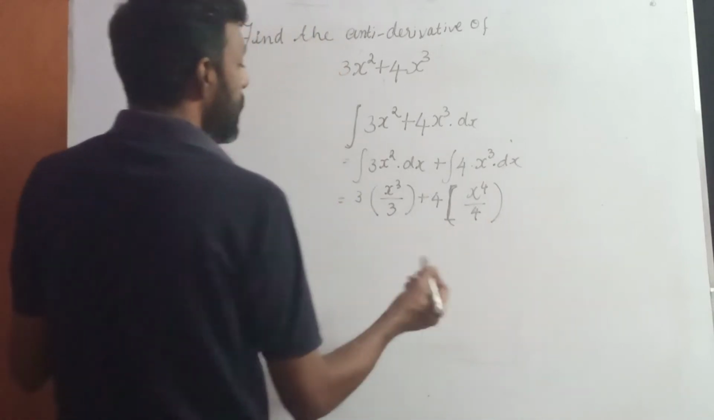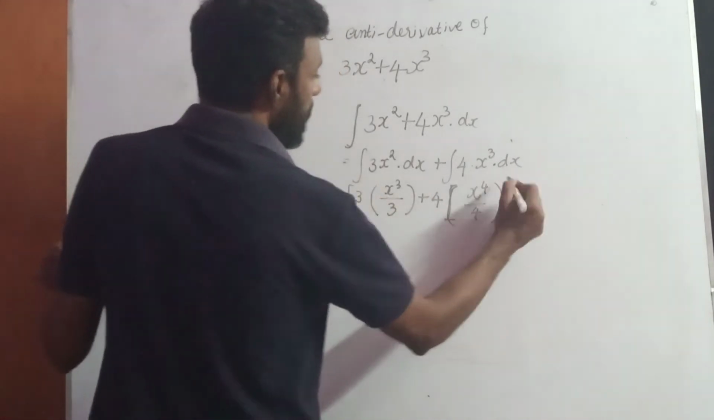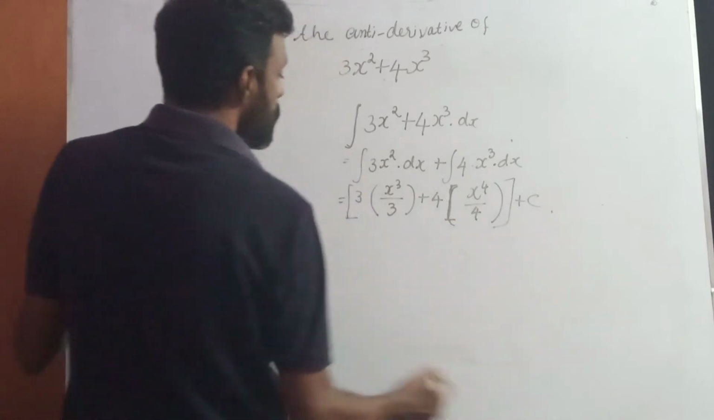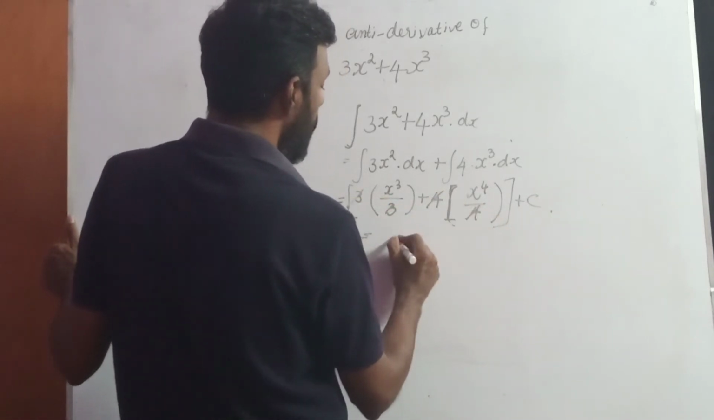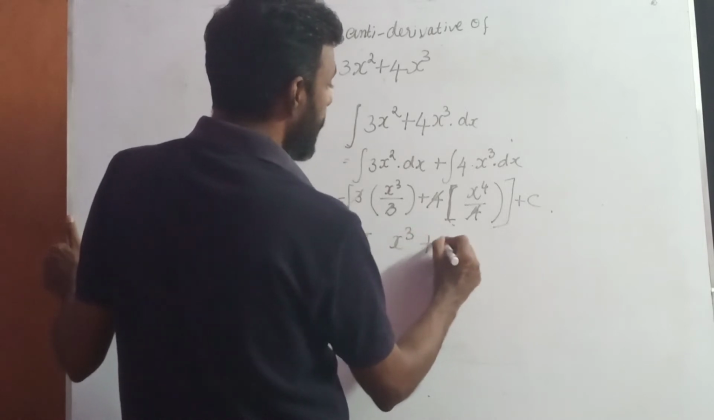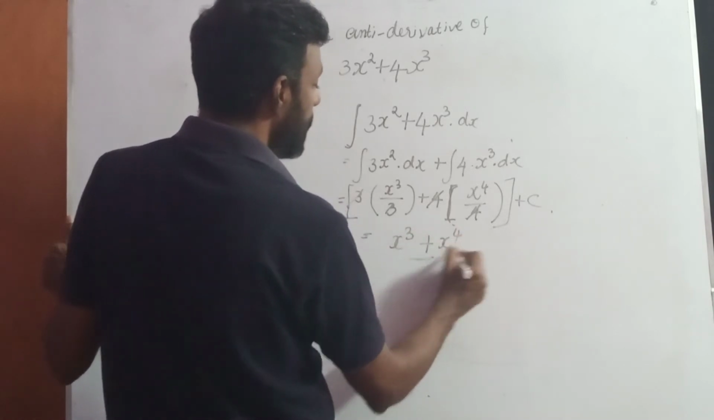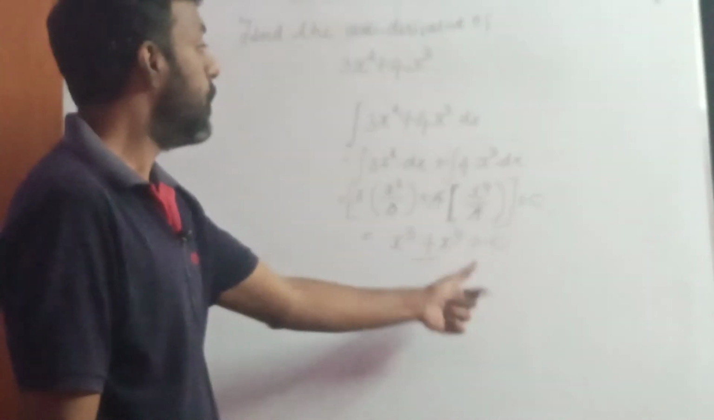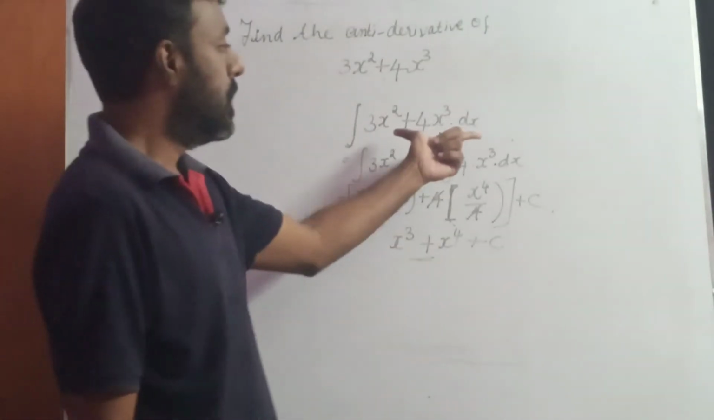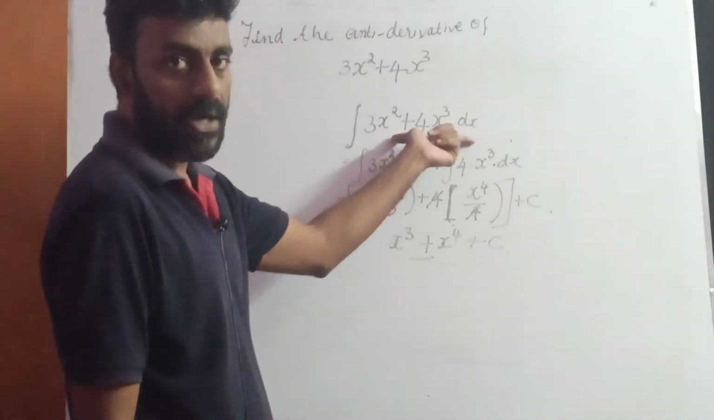Okay, so this is the value plus c. Now 3 gets cancelled, 4 gets cancelled. So the resultant value is x cube plus x to the power 4, plus c. This is the expression which we have obtained while we integrate this polynomial term.